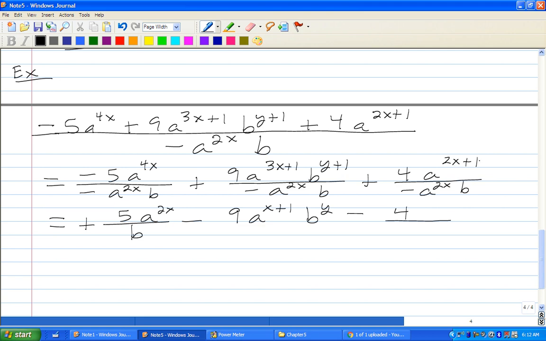a to the 2x plus 1 divided by a to the 2x. Well, 2x cancels, so I just get a to the first, over, well, I still have a b in the denominator. And that is your answer.